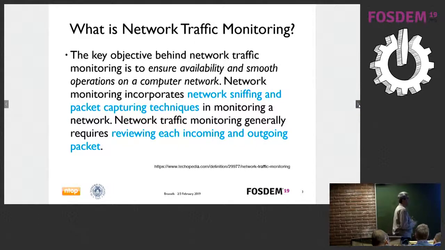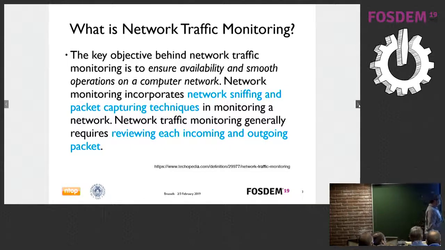Let's start from the very beginning. Why are we here talking about network monitoring? This is a definition coming from Techopedia. We are talking about the ability, in essence, to monitor a computer network to see what is happening, so if there is something wrong or unexpected, from the security standpoint, or from misconfiguration, these types of things. And usually the way to do that is through packet capture.